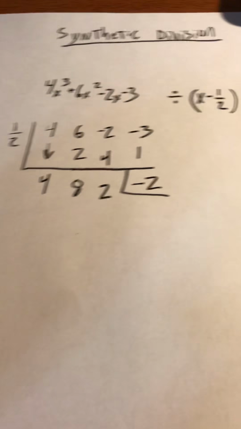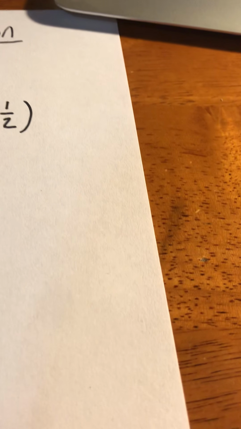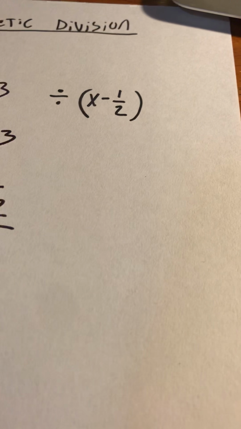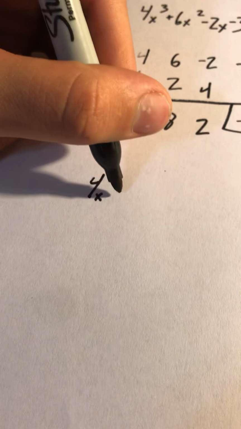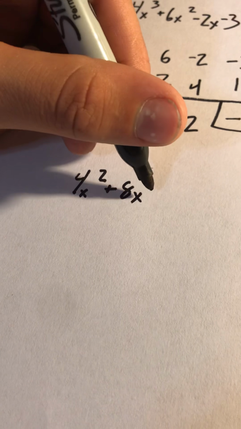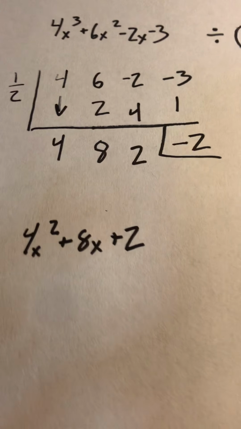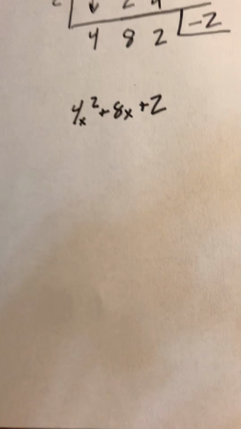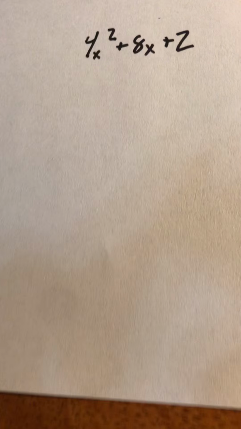So now we're going to rewrite our new reduced polynomial as a quadratic. And when we do so, we will get 4x squared plus 8x plus 2. Alright, now that we have this in a quadratic, this is much easier to manage.